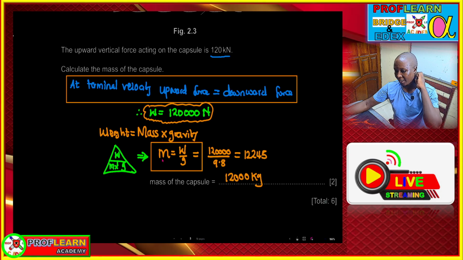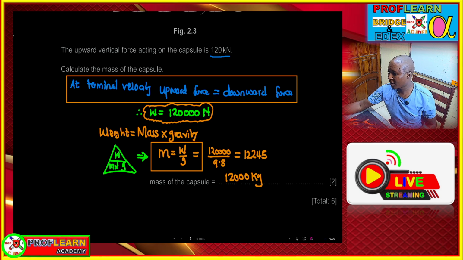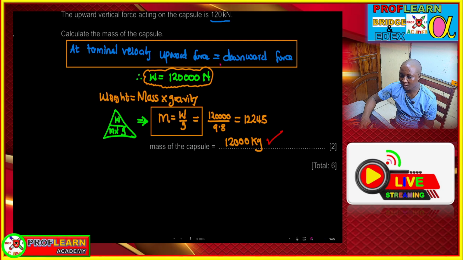Now for me to find the mass, I can say mass is weight divided by gravity. When I worked it out, I got my answer being 12,245. Then I decided to write it to 3 significant figures, as the raw data that was given. So that is exactly what we are supposed to do at that given point.